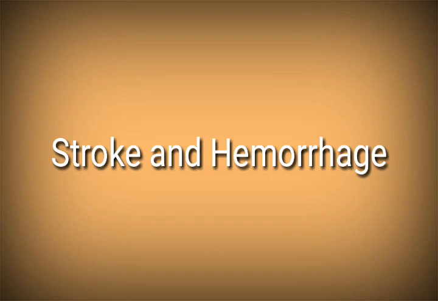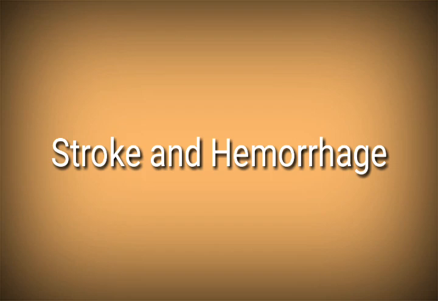TIAs and strokes can be broken down into two subtypes based on the etiology. The most common form is ischemic. About 80% of strokes are ischemic, and as the name implies, in these strokes the cause is insufficient blood flow to an area of the brain. There are three mechanisms by which ischemic strokes can occur: thrombosis, embolism, and hypoperfusion, and we'll talk about all three of these in the next two slides.